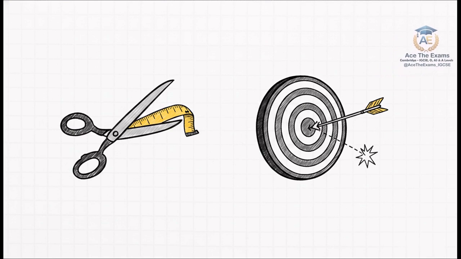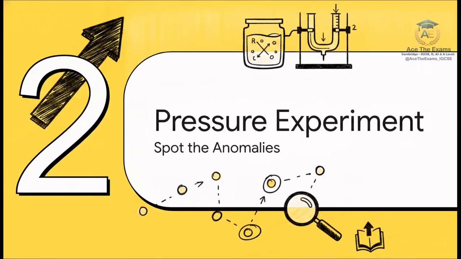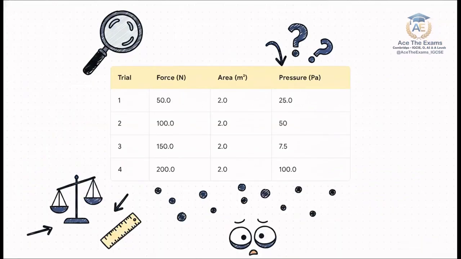No exceptions. Section 2, Investigating Pressure. Spot the anomalies. It's time to test this out on a slightly harder concept, where data anomalies are notorious for hiding in plain sight. I challenge you to act as the data detective right now. Look at this pressure experiment measuring force against area. Go ahead and pause for a second if you need to. Try to spot the glaring anomalies and the inconsistent decimal places. I promise you, they are in there.